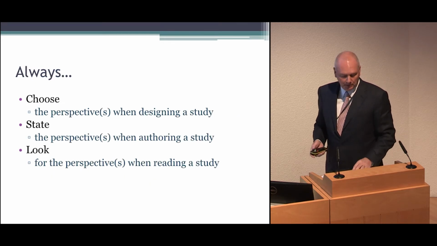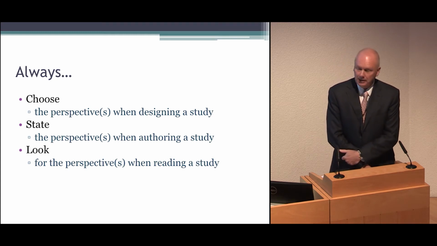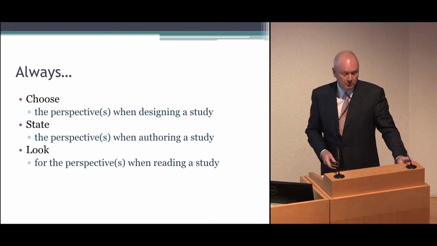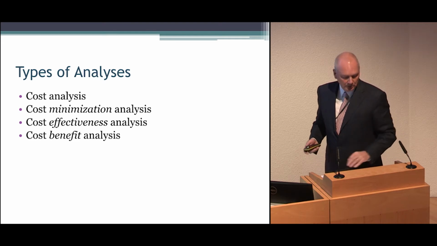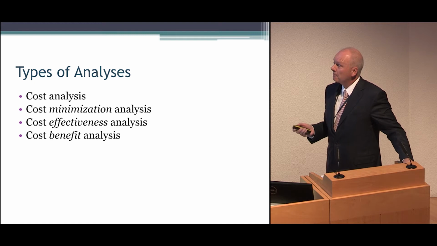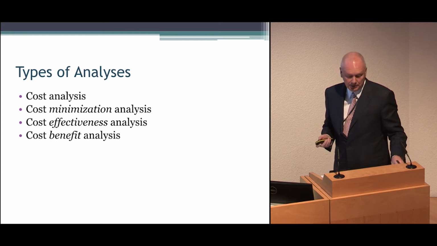An important point about perspective is that you should always choose the perspective when you're designing a study. You should always state the perspective when you're authoring a study. And then, of course, always look for the perspective when you're reading a study. The four most common types of economic analysis are a cost analysis, a cost minimization analysis, a cost effectiveness analysis, and then a cost benefit analysis. And I'll talk about each one of these in turn.